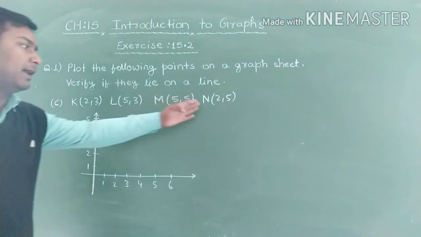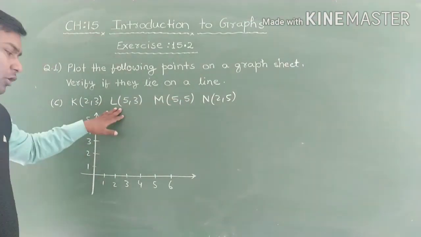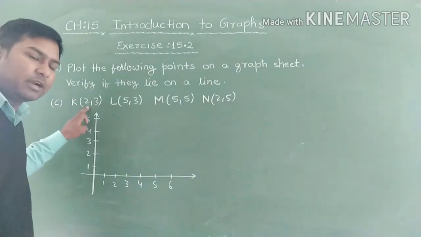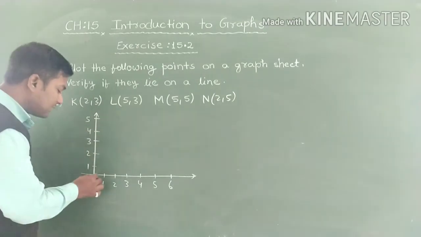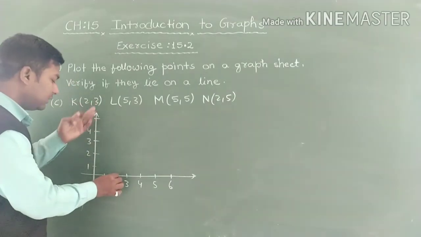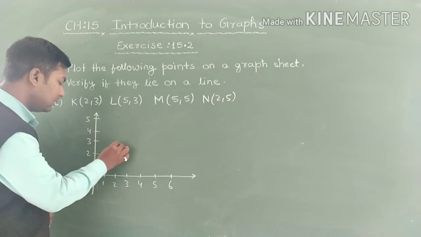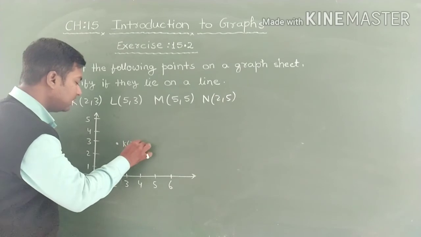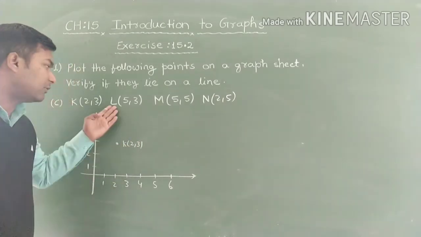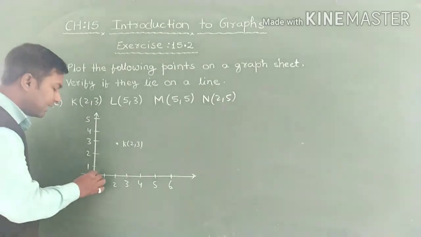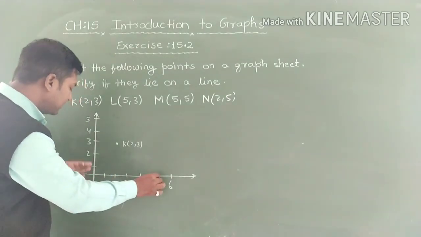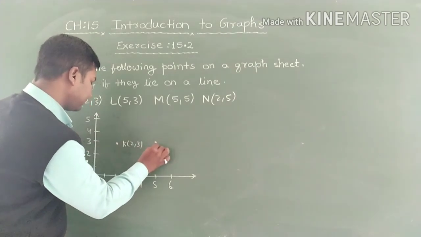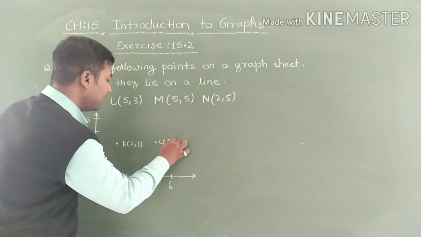K, L, M, N. 4 points are given, and we have to draw on it. So first that is 2, 3. Okay, so x coordinate that is 2 and y coordinate that is 3. So x it is 2 and at y this is 3, so it goes up to 3 points. So this is 3. So this point is K point, that is 2, 3. Okay. Similarly L point 5, 3. So at x axis this is 5 and y axis this is 3. Okay. So it can be noted here. This is L point, this is 5, 3.